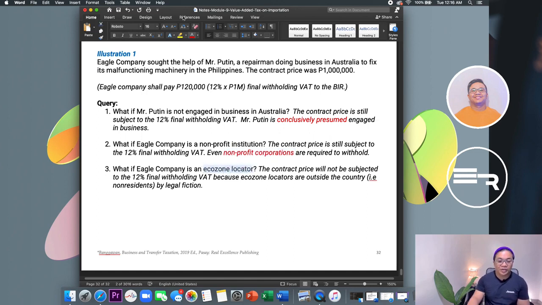What if Eagle Company is an eco zone, an eco zone locator? Here the exemption comes in. The contract price will not be subjected to final withholding because eco zone locators are treated as outside the country, like non-residents, by legal fiction. Number one, that; number two, non-profit, for example, not engaged in business. So only the eco zone is exempt.